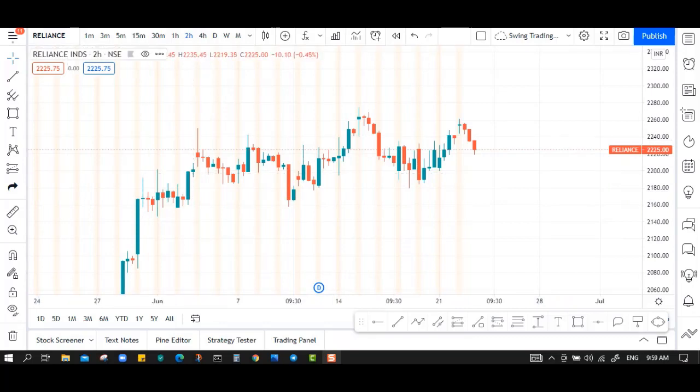This is a Reliance Industries chart on the 2-hour time frame. If you see here, this is a mother candle and this is an inside bar candle, right?